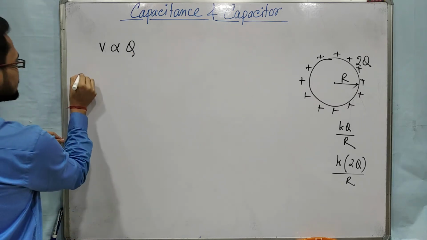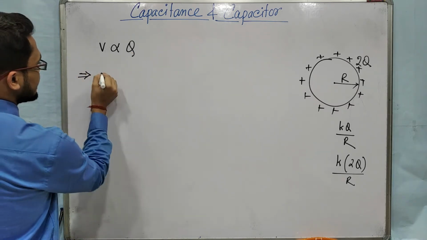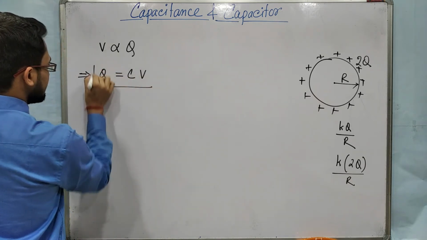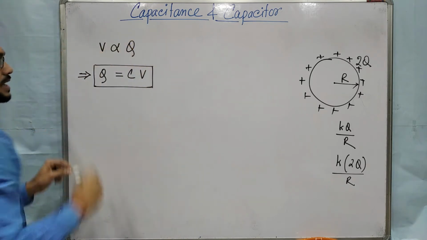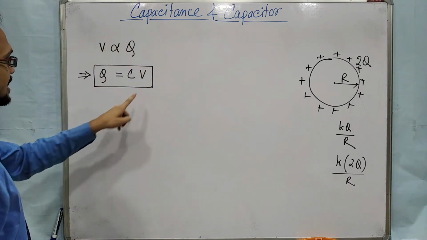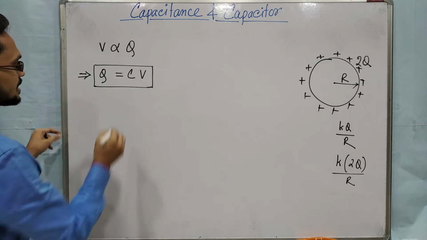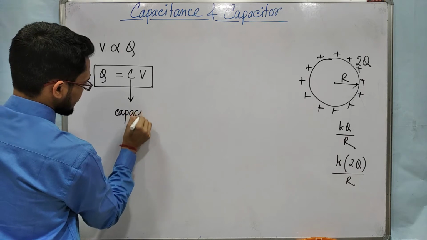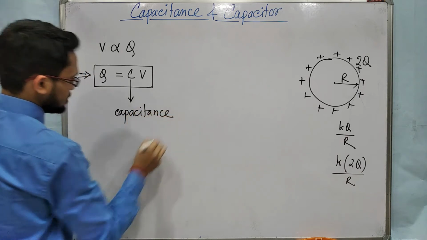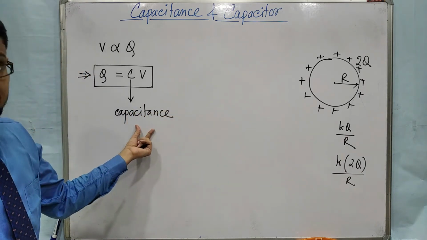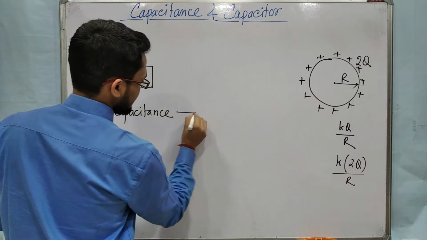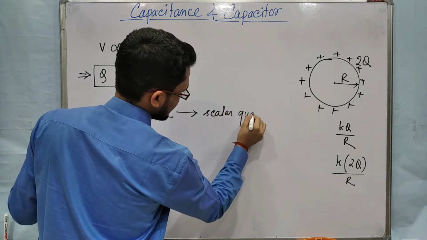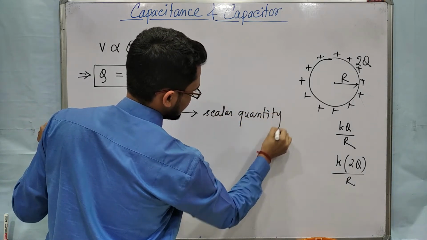If we remove the proportionality sign, then it will be Q equal to C into V. This is an important relation for capacitance. Here Q is the charge, V is the potential of that conductor, and C is the capacitance. C is a new physical quantity, that is capacitance. Capacitance is a scalar quantity.